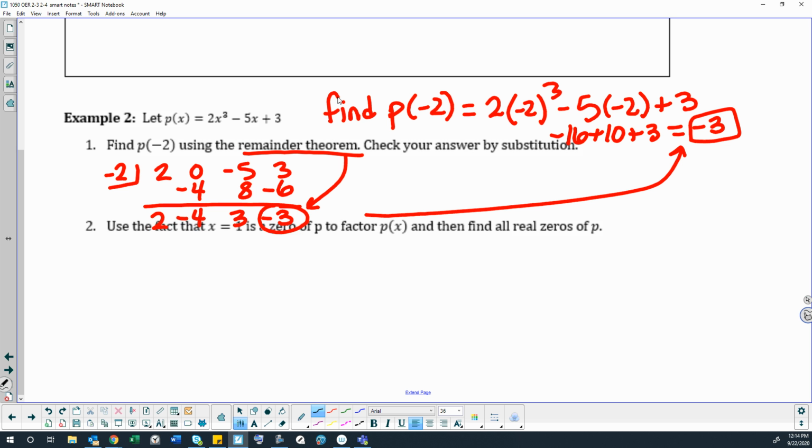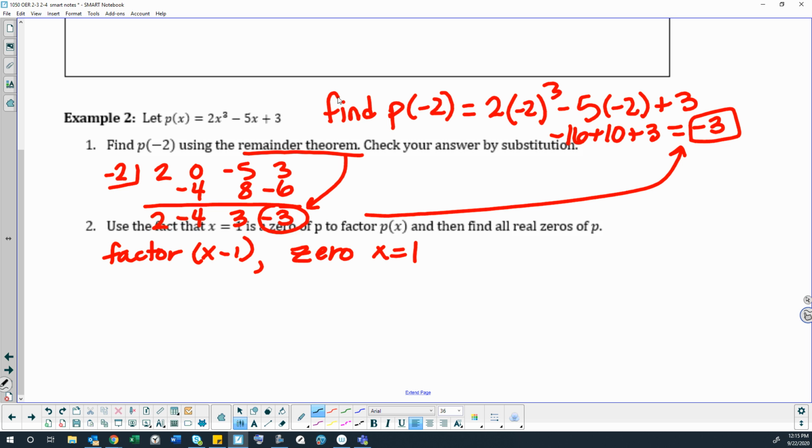Kind of cool. Alright, use the fact that x equals 1 is a 0 to factor it, and then find all the other zeros. Now, notice how this is phrased. It's phrased as x equals 1 is a 0. It's not saying, see if x minus 1 is a factor. You have to understand the relationship between factors and zeros, right? So a factor for this would be x minus 1, because the 0 is x equals 1. You see what I'm saying? So you need to understand, with the way the problem is phrased, are you going to change the sign or not?